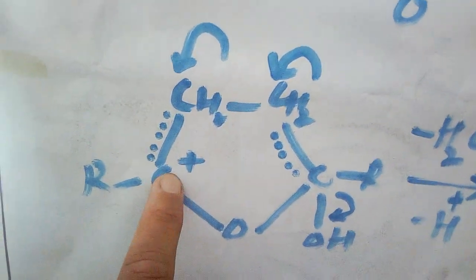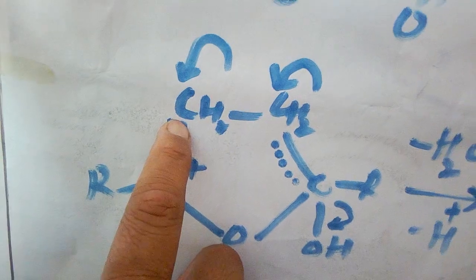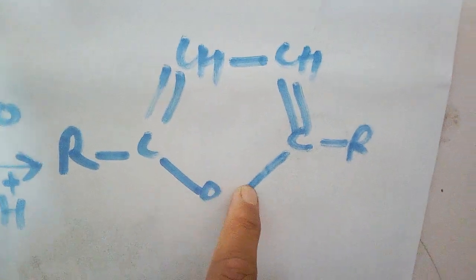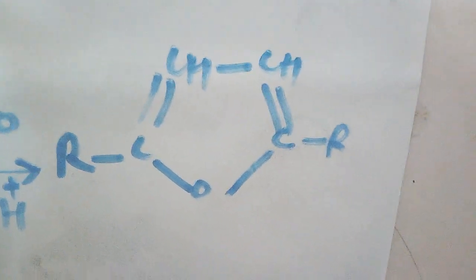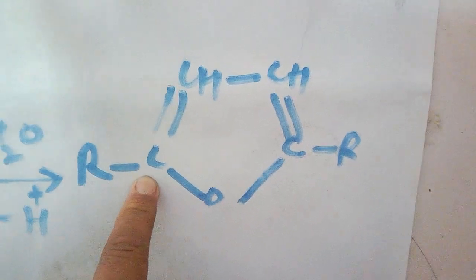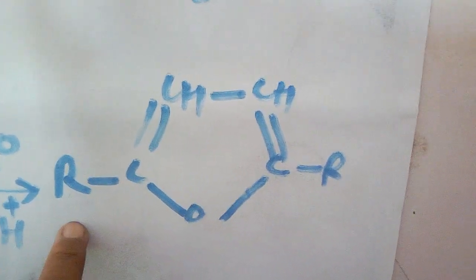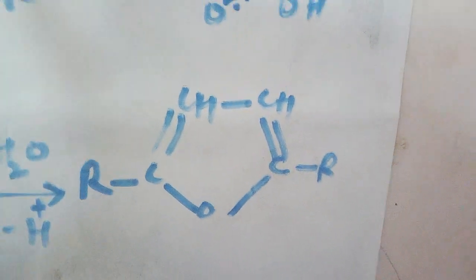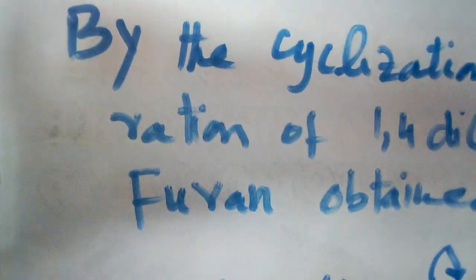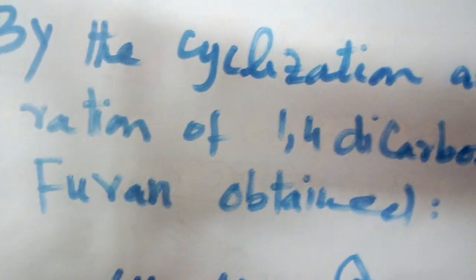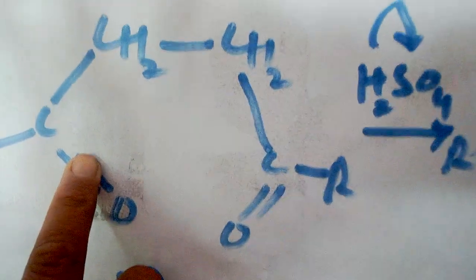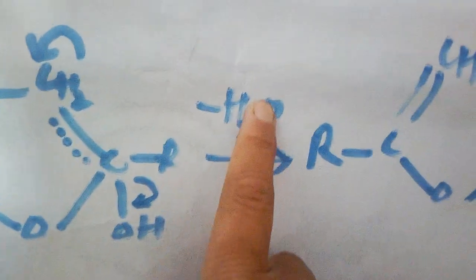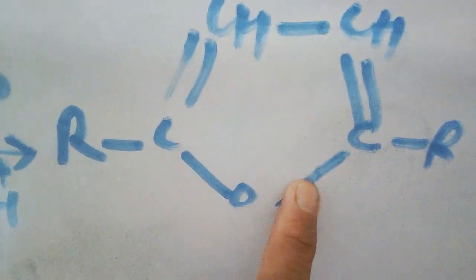Here C already has a positive charge and one of the protons will be removed, C will become negative, so negative and positive will yield a bond, and you can see here. Now you can see that we have obtained the substituted furan derivative through Paal-Knorr. So this is called Paal-Knorr synthesis. Once again, by the cyclization and dehydration of 1,4-dicarbonyl compound. So this is the 1,4-dicarbonyl compound. In the first step we have carried out the cyclization, and after dehydration we have obtained the furan through Paal-Knorr. Thank you so much.